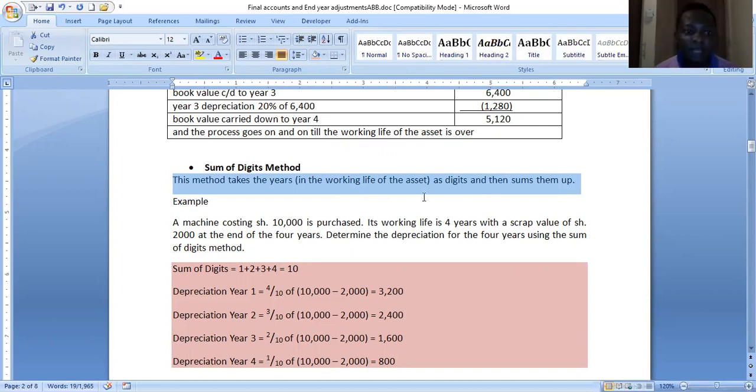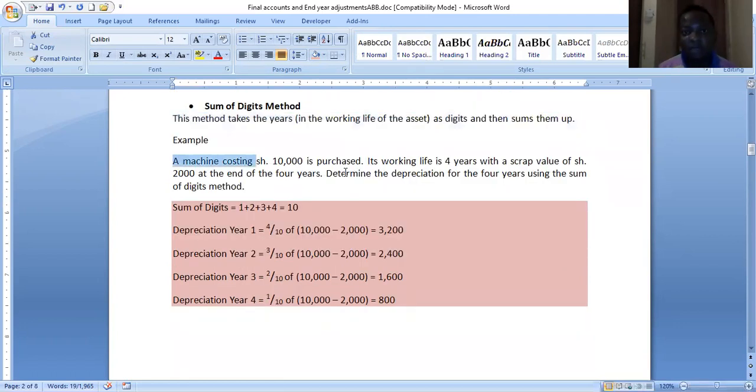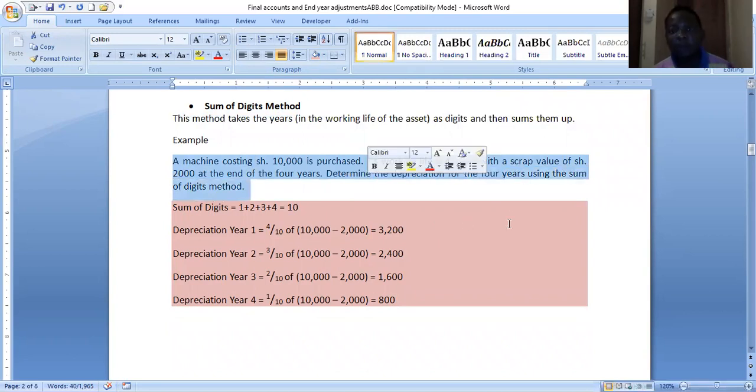So like we have in our example here, a machine costing 10,000 shillings is purchased. Its working life is 4 years with an expected scrap value of 2,000 shillings at the end of the 4 years. Determine the depreciation for the 4 years using the sum of digits method.